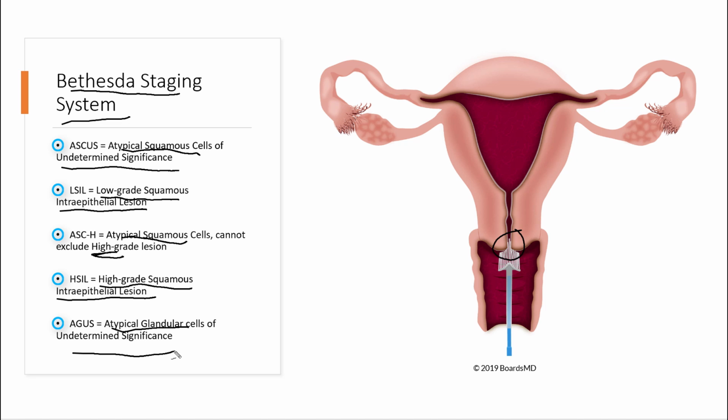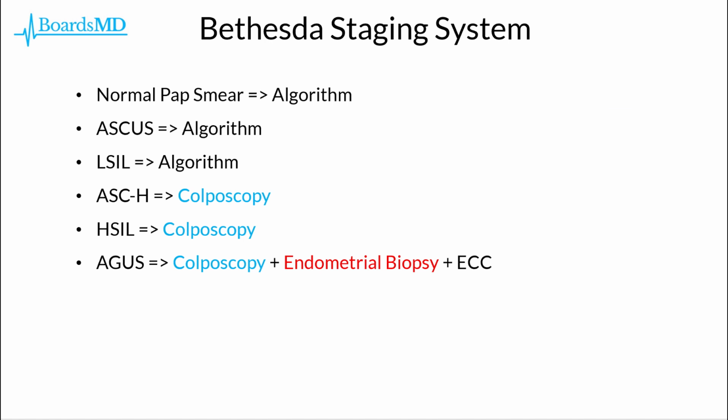And you may recall from some of our previous videos, such as that on endometrial cancer, that in the case of AGUS, because this is a case of atypical glandular cells, this can sometimes represent what is actually a cancer of the endometrium rather than simply dysplasia of the cervix. What is great with the Bethesda staging system is that it ultimately gives us a framework into which we can determine the management based on the Pap smear result of a particular patient.